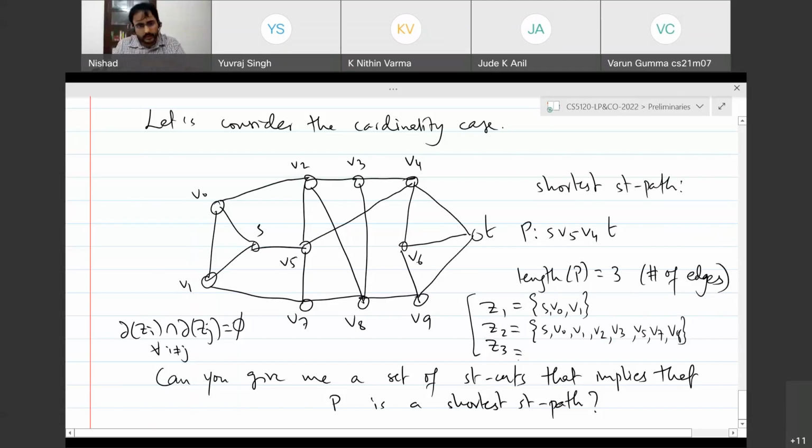And your third cut is all the vertices except T. So let me just put the complement of this as equal to T, right? Because we know that partial of Z is equal to partial of Z bar, right? Okay, great. So let's look at these three cuts that you have provided.